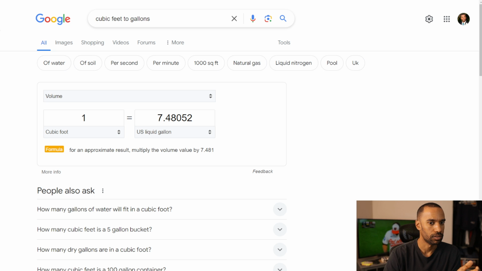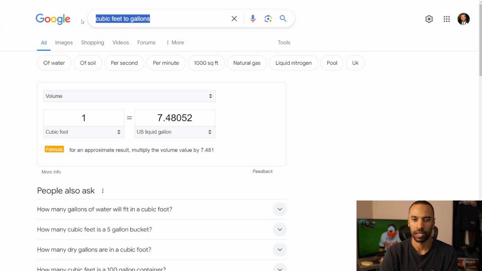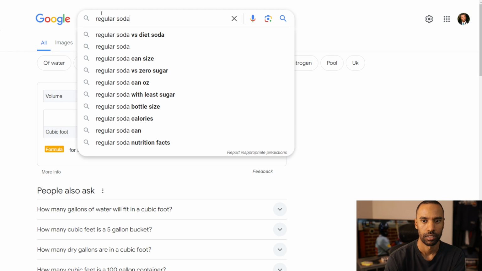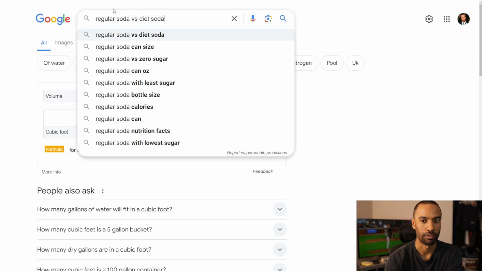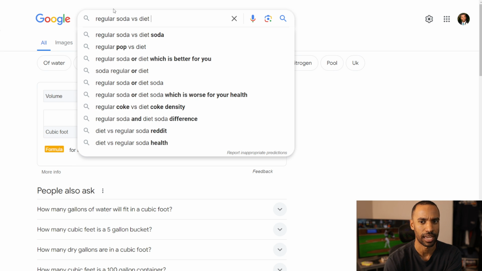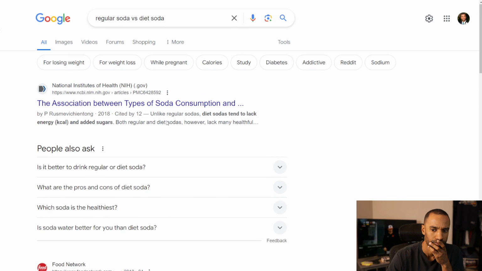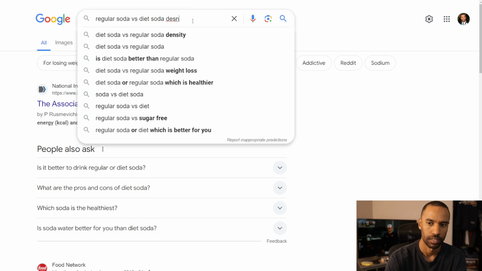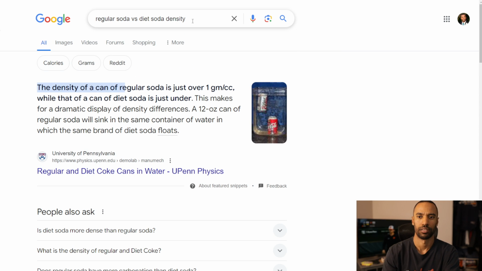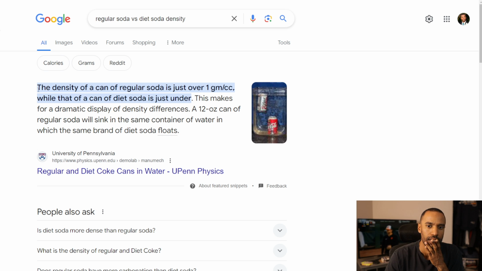Regular soda versus diet soda. Let's see. I'm just going to say density. Density of a can of regular soda is just over 1 gram per cubic centimeter, whilst a can of diet soda is just under. That works for me.